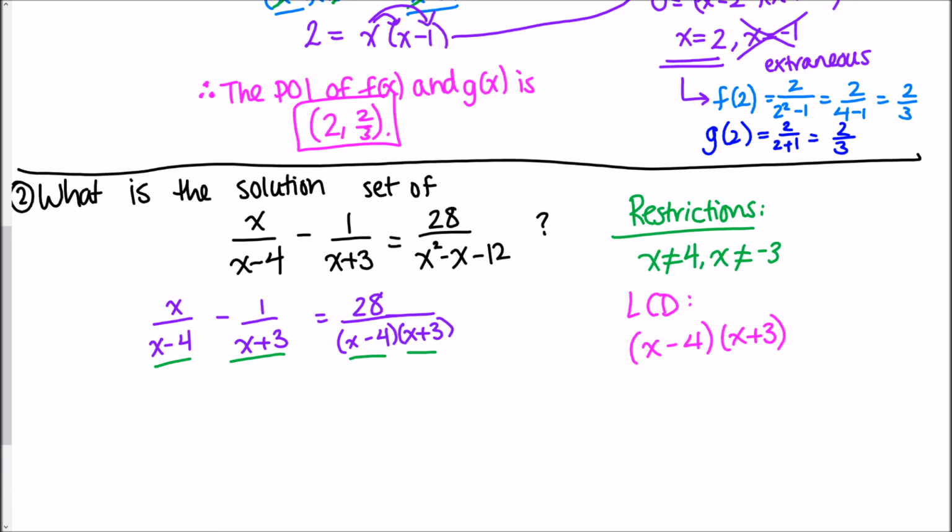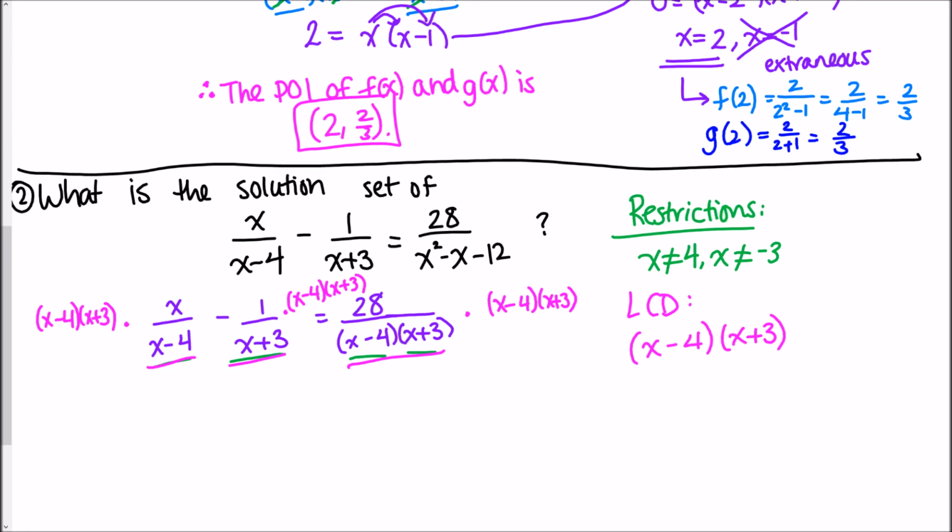Okay, so I'm going to go through and multiply each term by this LCD right here. So I'm going to multiply this first one by x minus 4 times x plus 3. I'm going to multiply the second one by x minus 4 times x plus 3. And then I'm going to multiply this last one right here by x minus 4 times x plus 3.